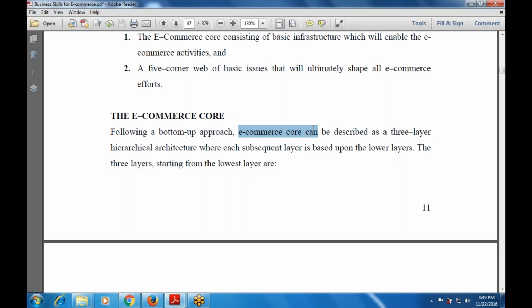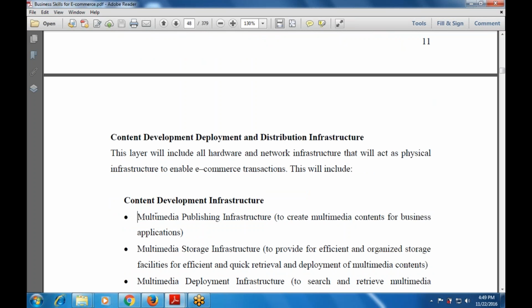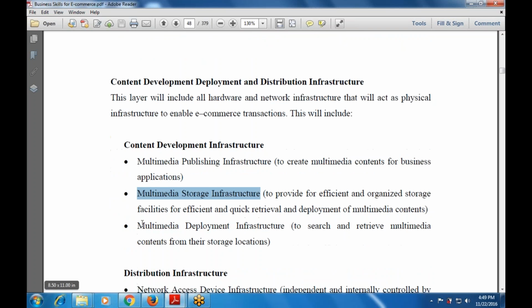E-commerce can be described as a three-layer architecture in which each layer depends upon the lower layers. What are the three layers, starting from the lower layer? First is the content development, deployment, and distribution infrastructure. This layer will include all the hardware and the network infrastructure that will act as a physical infrastructure to enable the e-commerce transaction. This will include content development infrastructure, that may include the multimedia publishing infrastructure, multimedia storage infrastructure, and multimedia deployment infrastructure. These are the three parts of the infrastructure.